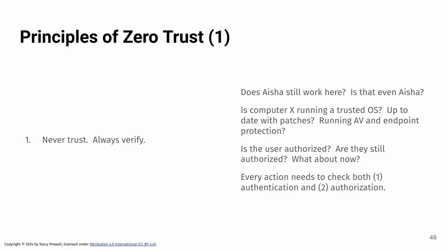All right, what about now? Every action that you take needs to check authentication. The person doing it, we know who they are. The machine doing it, we know what it is. And authorization, right? The person in the machine is allowed to take this action. You have to check those for both.